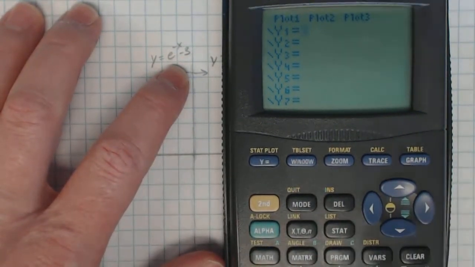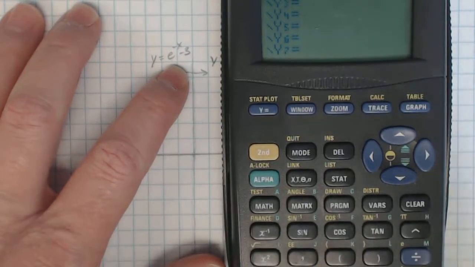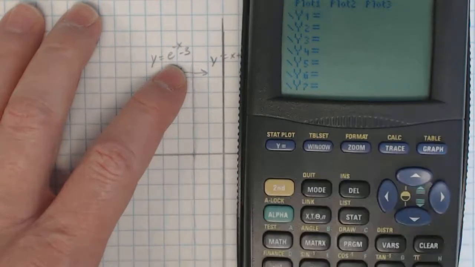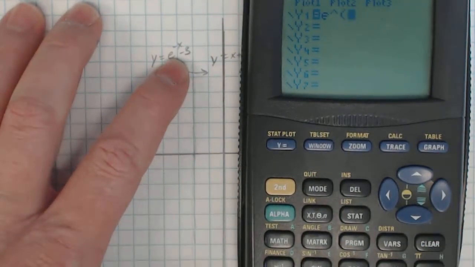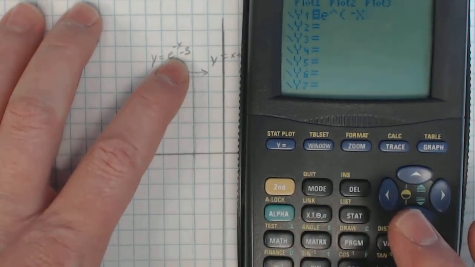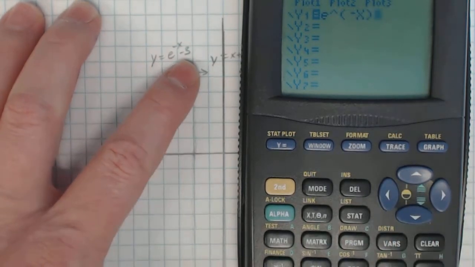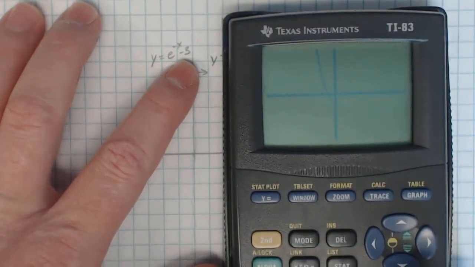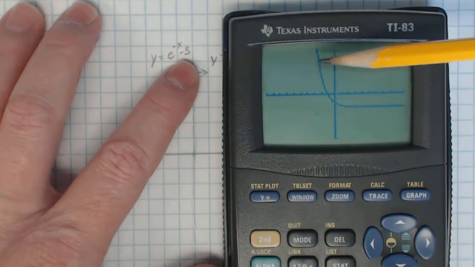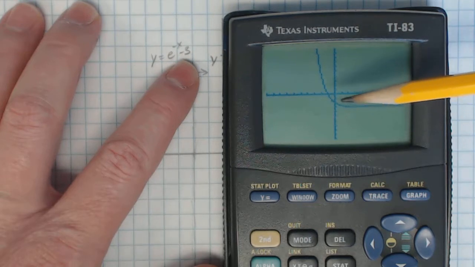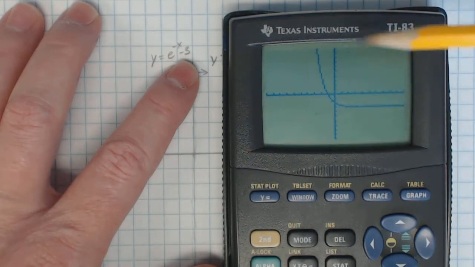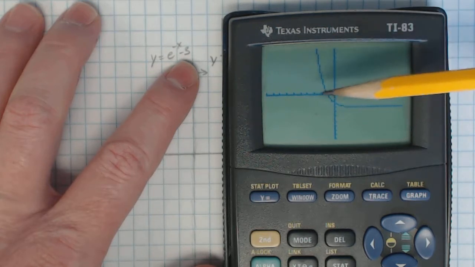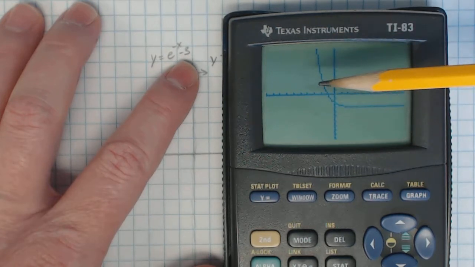So I'm going to use the E button, e to the x, which is right here, e to the x, second ln. And then I'm going to put negative x, close it up, minus 3, graph it. So it's one of those curves, right? One of those exponential curves. And look how it's going down, right? And it's been backed up 3 spots.